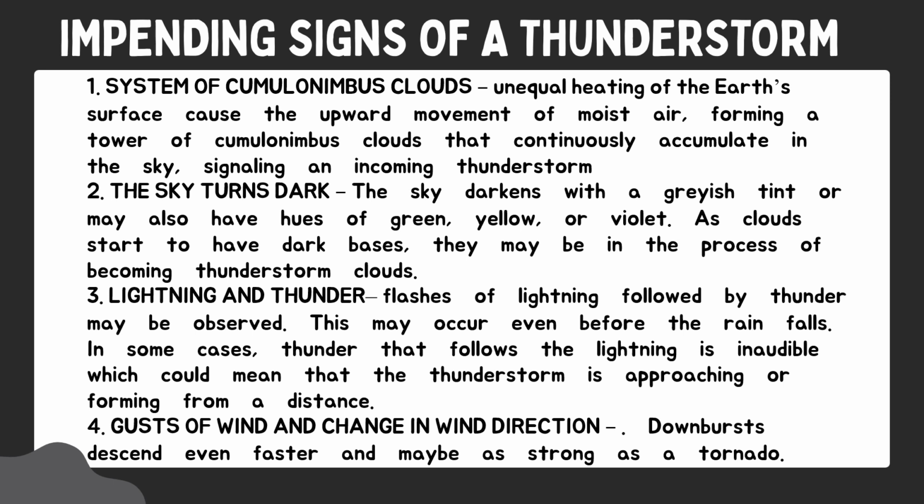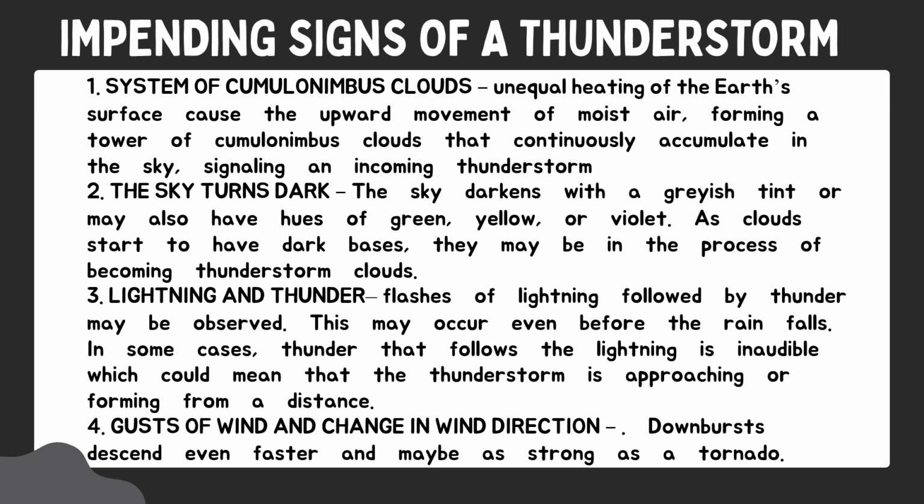Now, the Earth's surface heats up and cools down unevenly, causing packets of air to rise. If this air is moist, it can form cumulonimbus clouds. As these clouds continue to accumulate, they can signal an incoming thunderstorm.